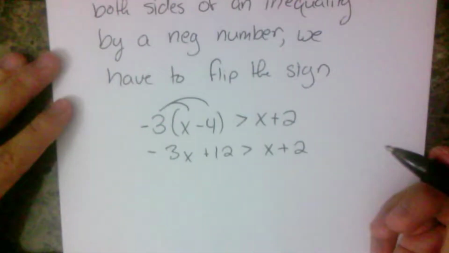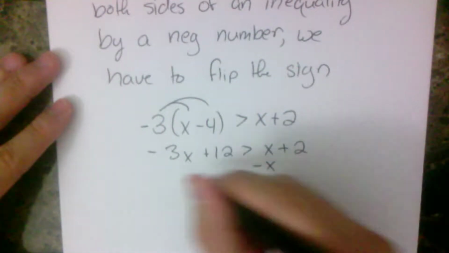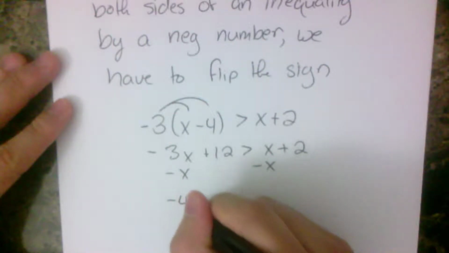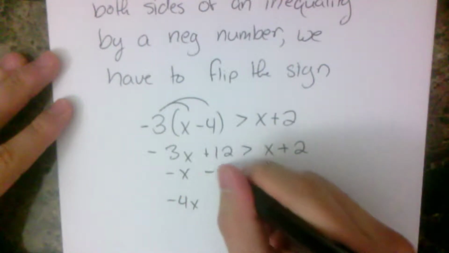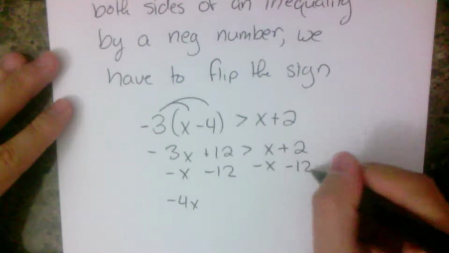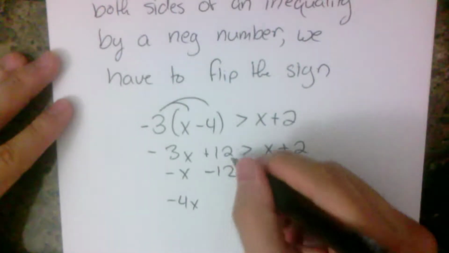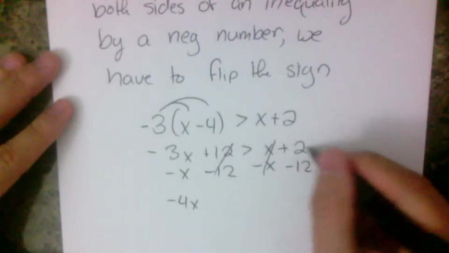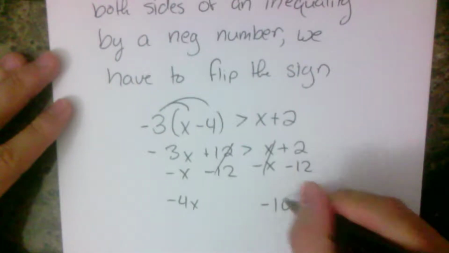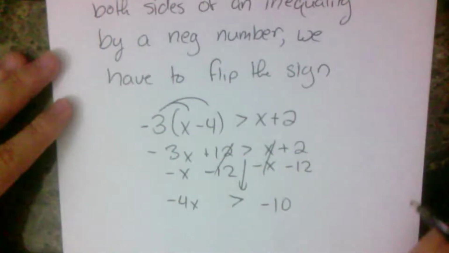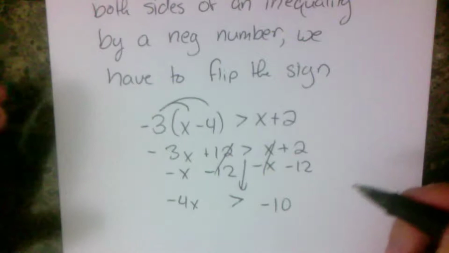We're still going to combine like terms, so we're still going to subtract the x on both sides. You get negative 4x. You're still going to subtract 12. Sorry, earlier that was a little bit different, but these will cancel, these will cancel. 2 minus 12 is negative 10, and then don't forget your sign is still there. So this is still basic.